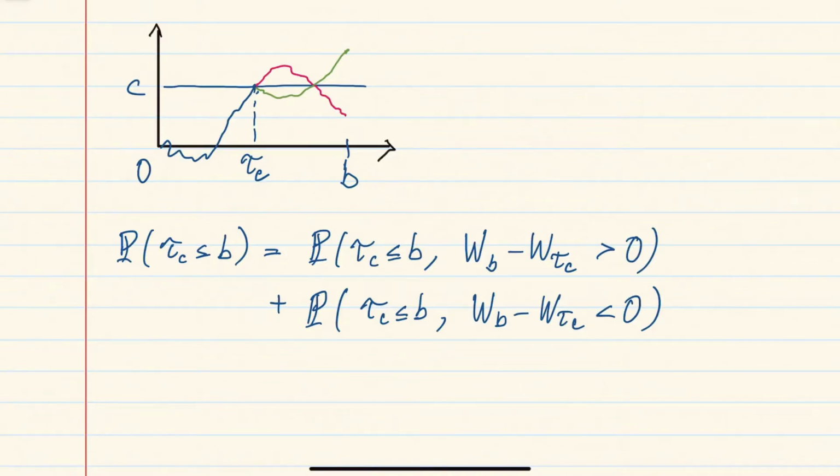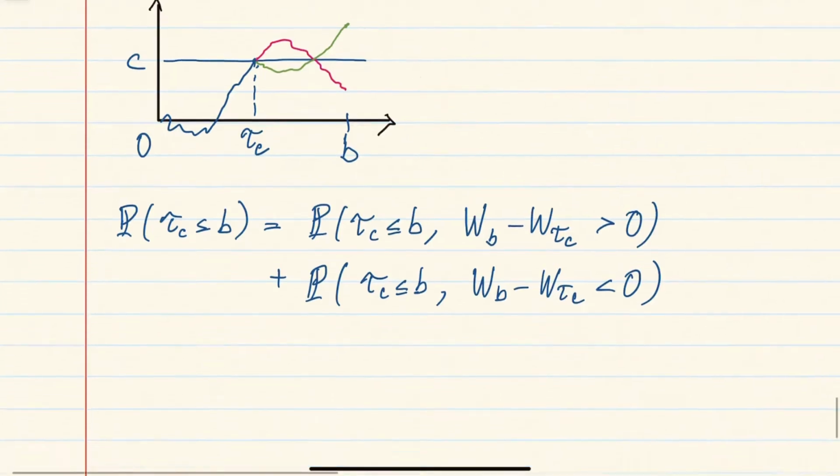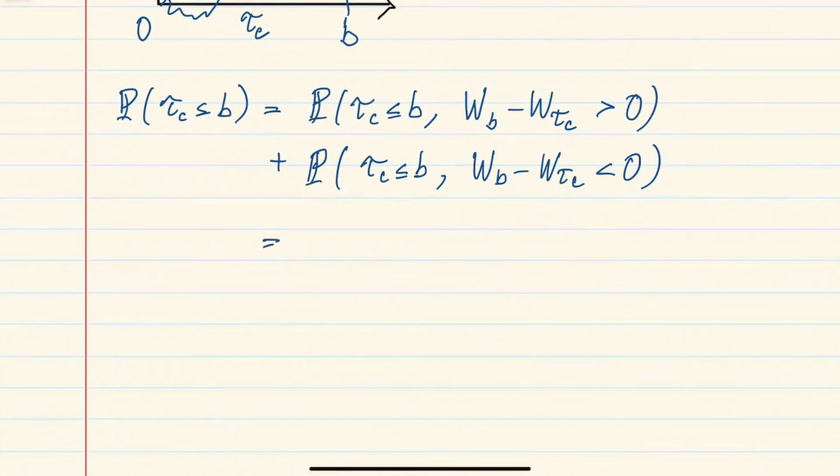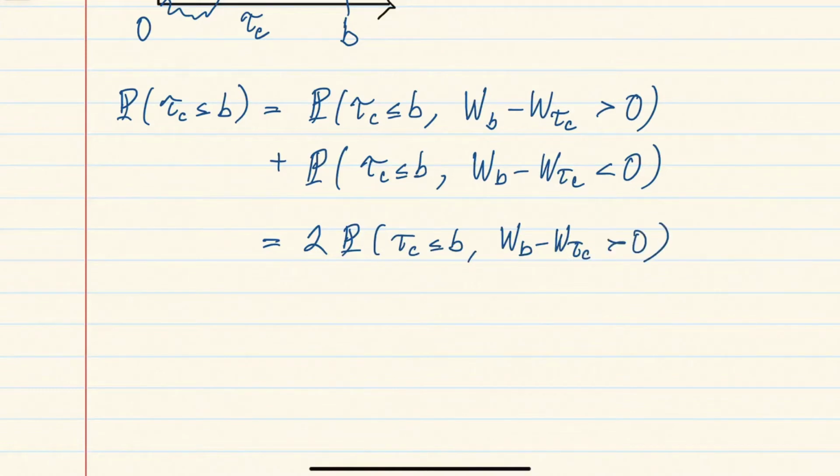So after the stopping time, you're allowed to put the minus sign in front of the increment of the process after that time. So in this picture, it really corresponds to reflecting the process around this level C. And since these two probabilities are equal, I will write the sum as 2 times the first probability. Okay, so this is the step where we use the reflection principle.